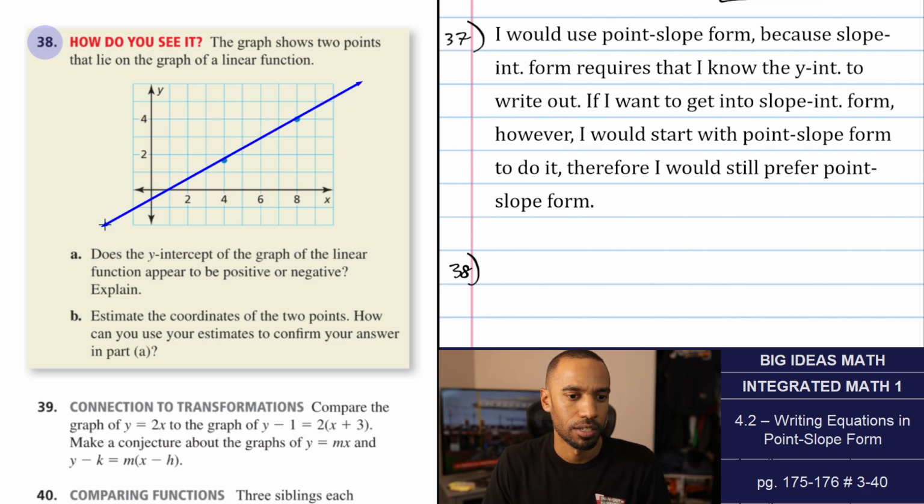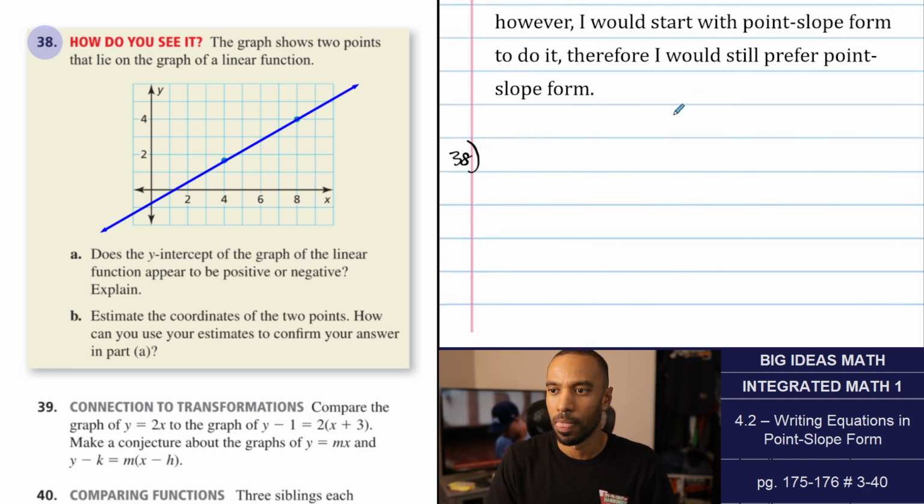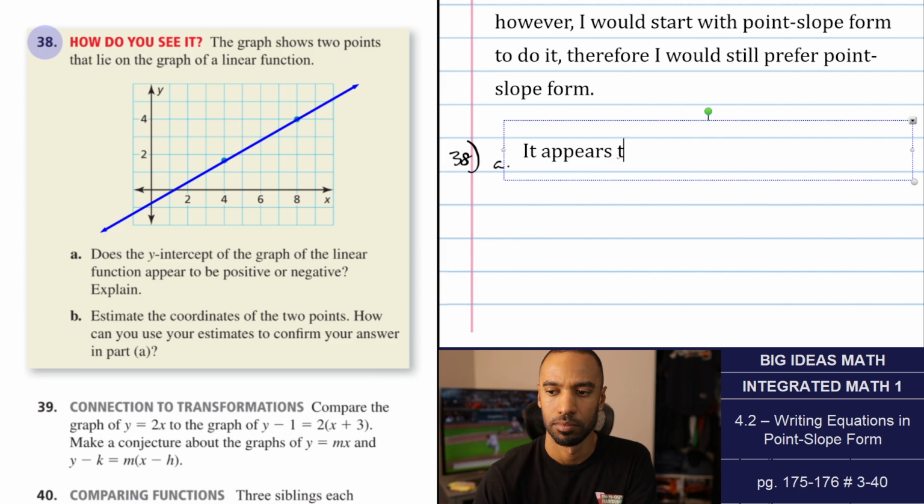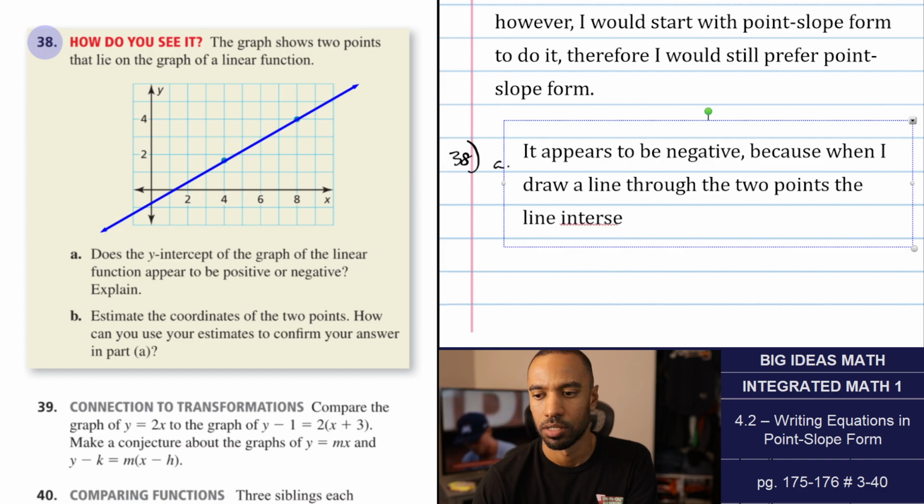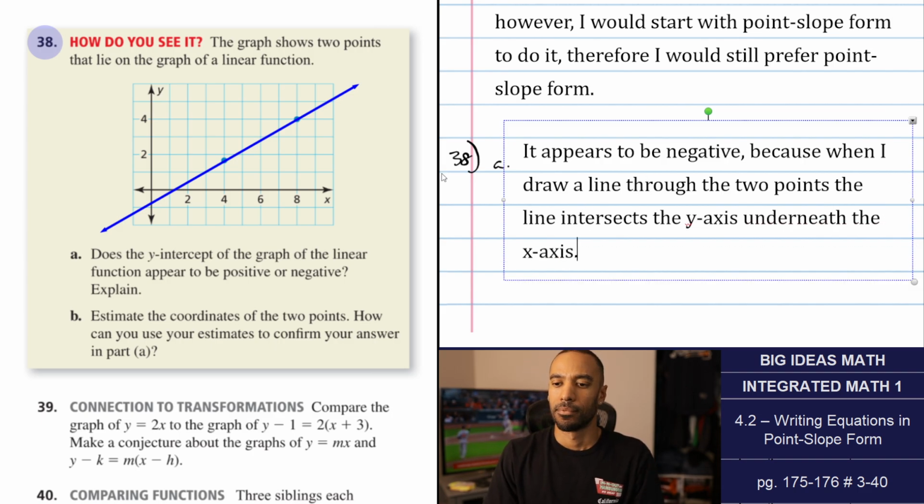Let's see. Aha, I was right. It appears to be negative. If I draw a straight line, listen, you can use a ruler. You can draw your finger through it, so I guess it's not a total cheat. So part A, it appears to be negative, because when I draw a line through the 2 points, the line intersects the y-axis underneath the x-axis, which are negative values. Underneath the origin.